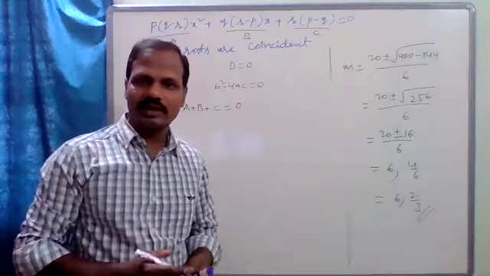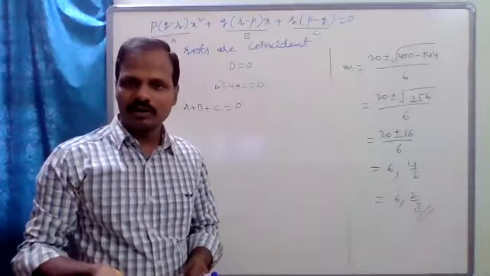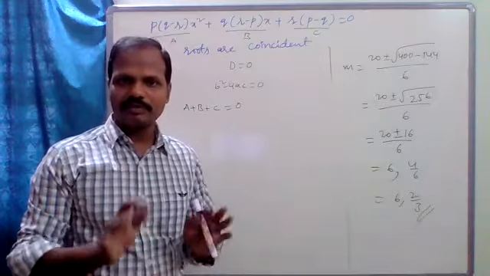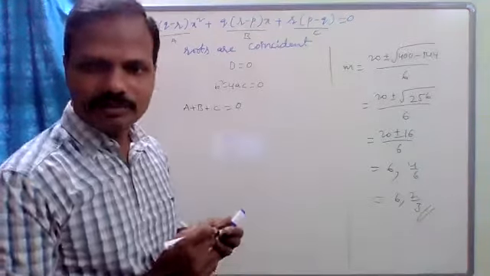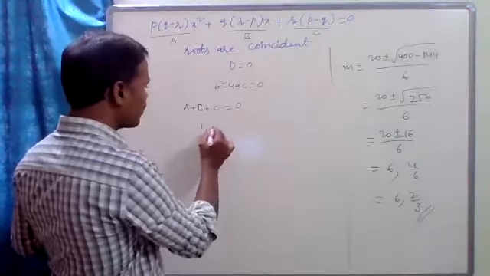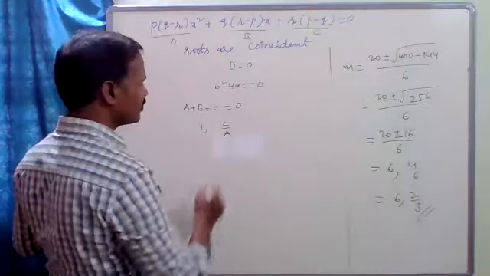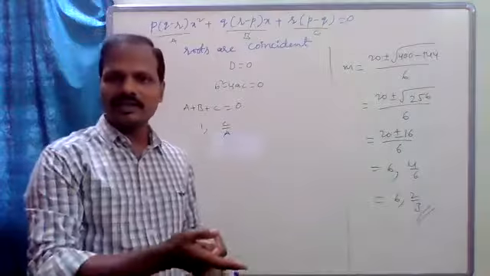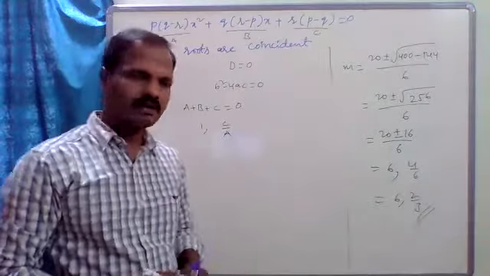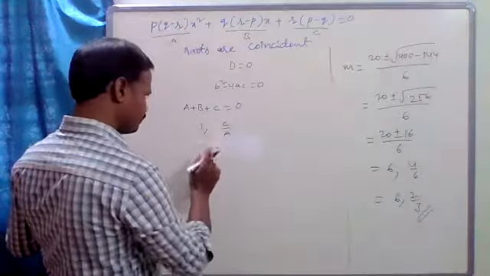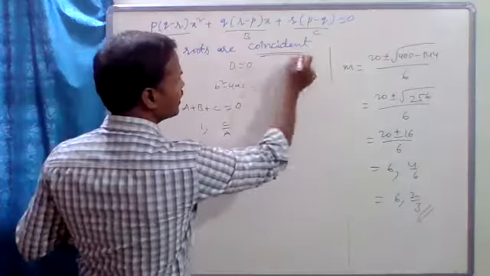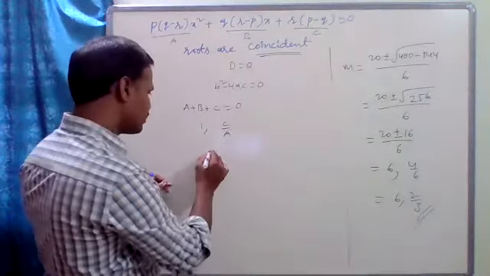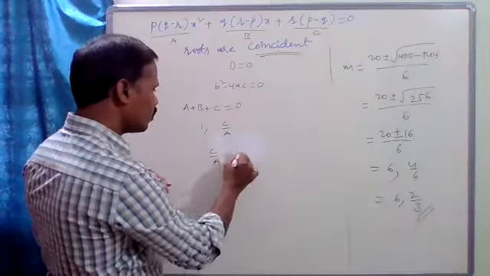Then what can you say about the roots of a quadratic equation? If the sum of the coefficients is 0, the roots of the quadratic equation are 1 comma c by a. One of the roots is 1, the other one is c by a. Is it clear? Now what is given? Roots are equal. These are the two roots, so these two roots are equal. That means c by a equals 1.